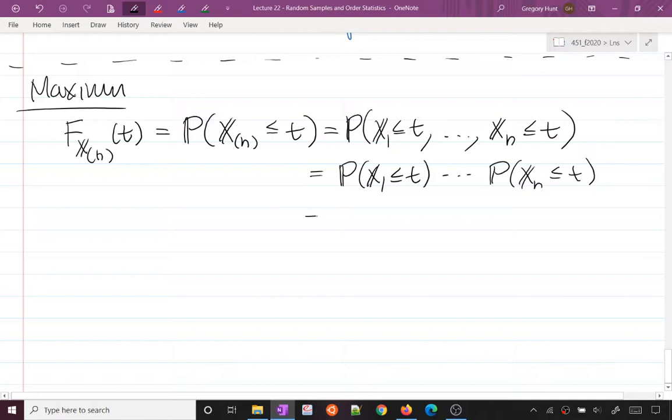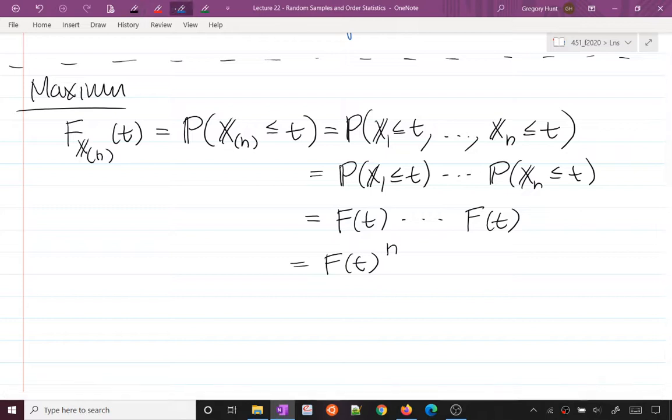And this is just the marginal CDF of each of them. They all have a marginal CDF of capital F, and it's the marginal CDF at t, right? X of 1 is just a univariate random variable. The probability it is less than or equal to t is just capital F of t. And so what I get is capital F of t to the nth power. So that is the CDF of the maximum.